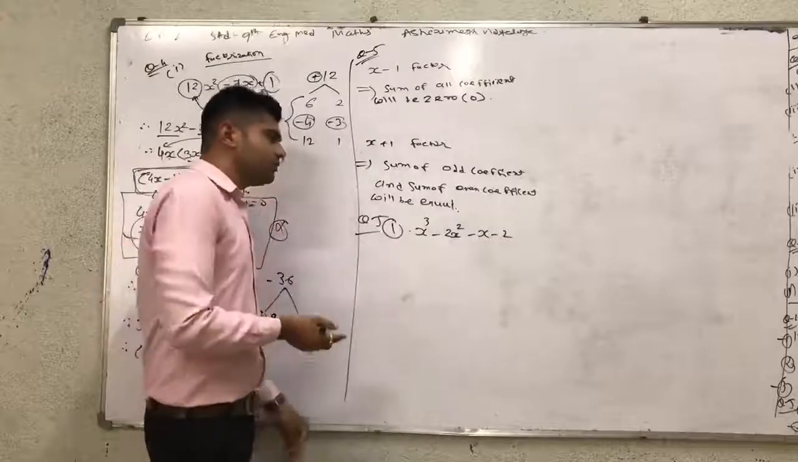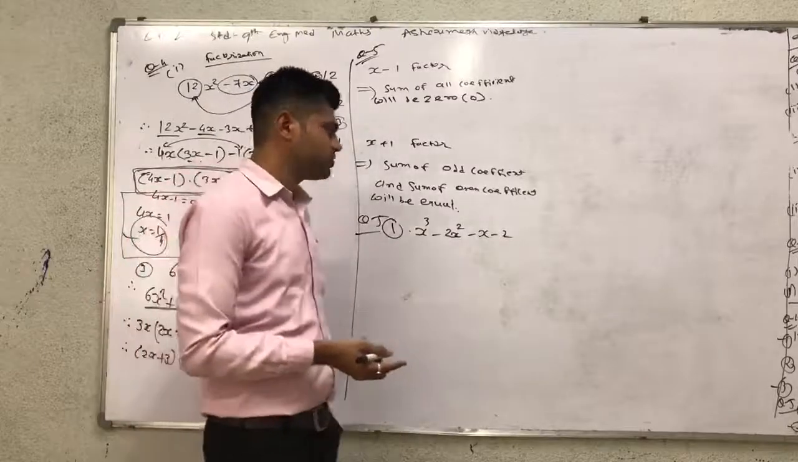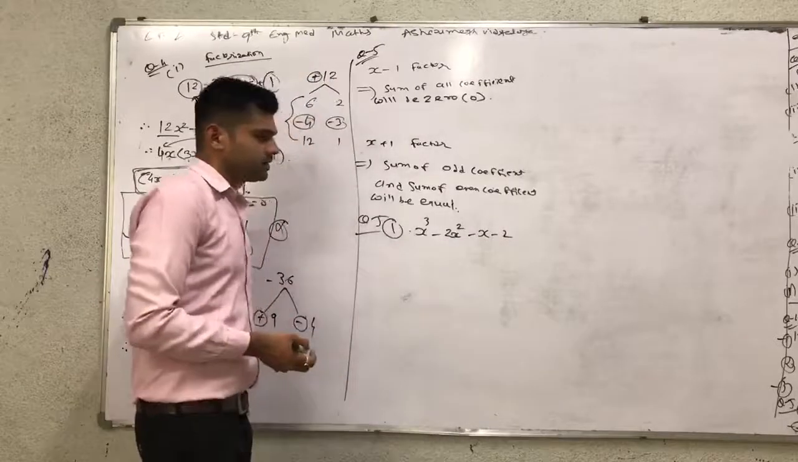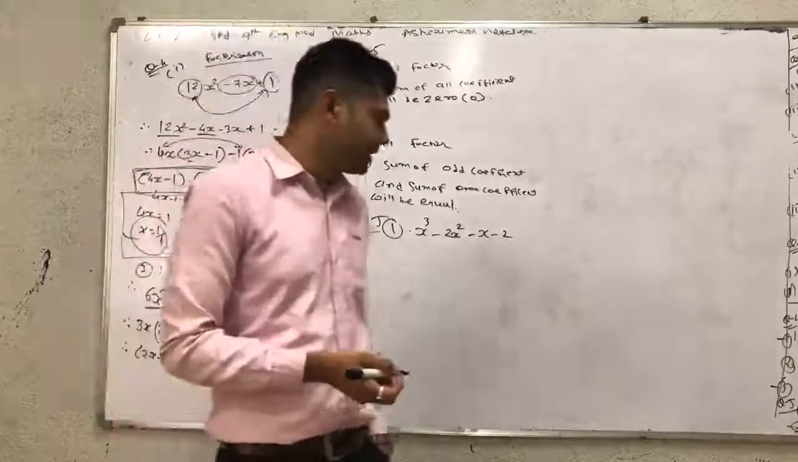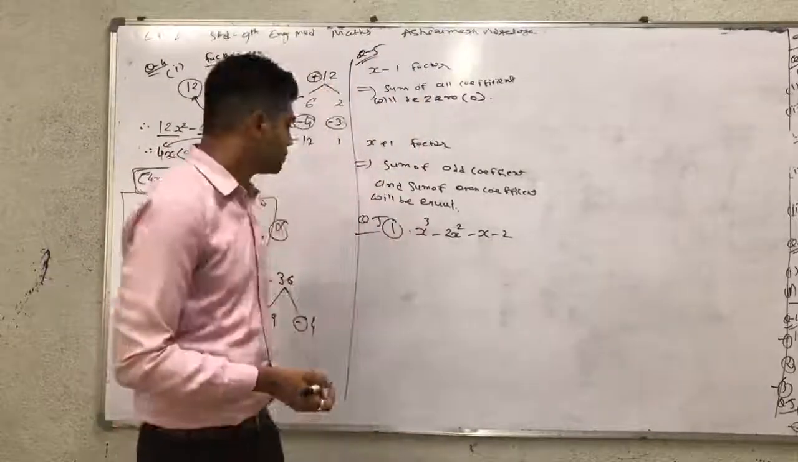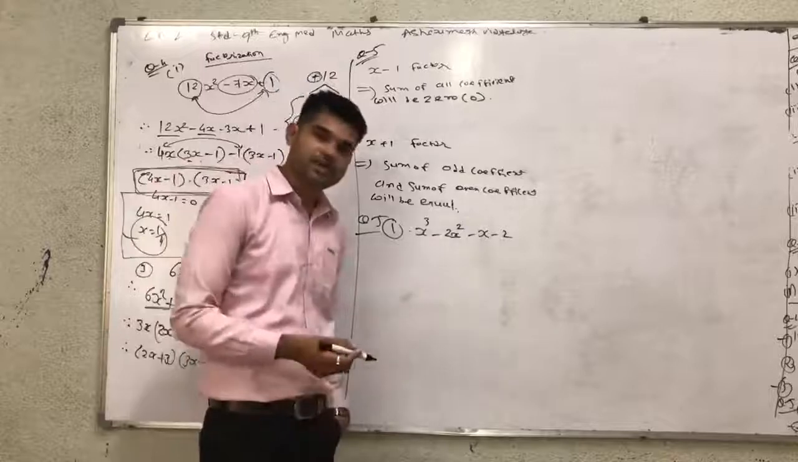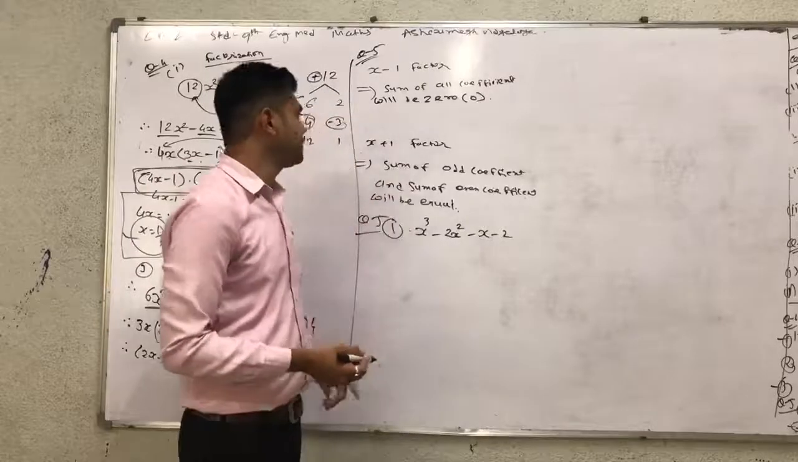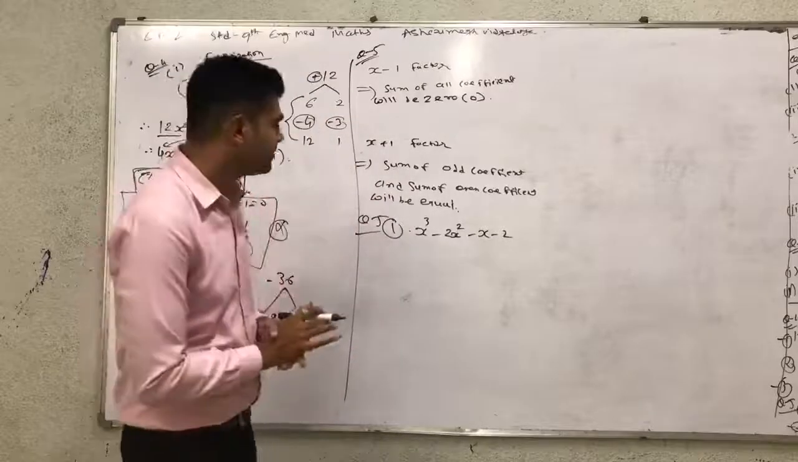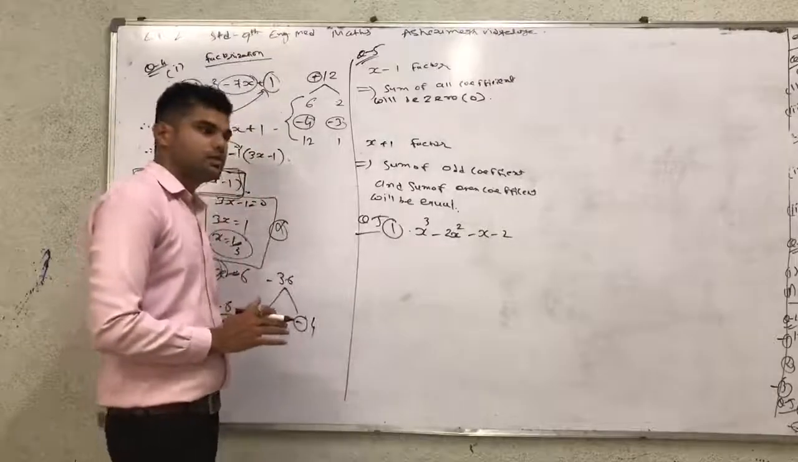Is the sum of all coefficients 0 or not? So the answer is not 0. X cube minus 2x square minus x minus 2. So which factor is common? Check x minus 1 or x plus 1. Which factor will be suitable for this polynomial?